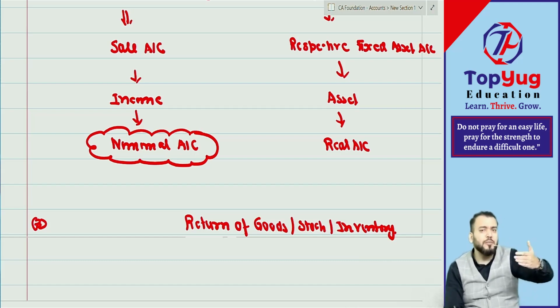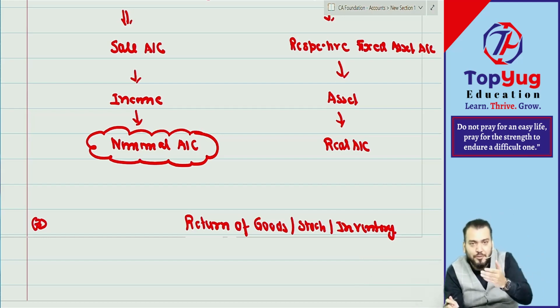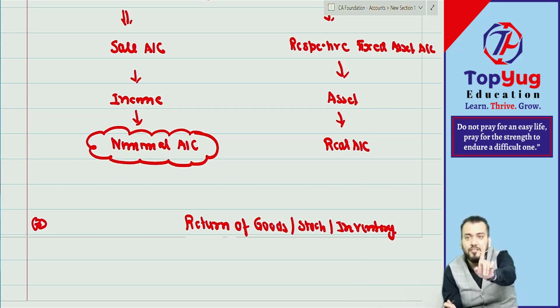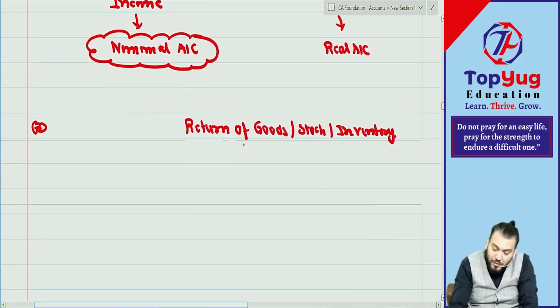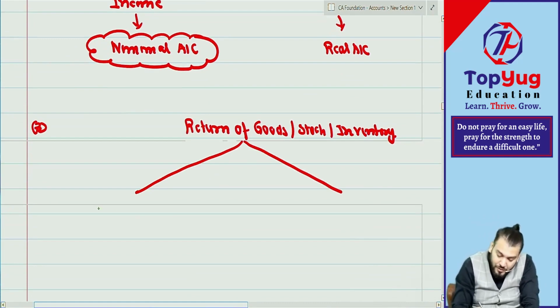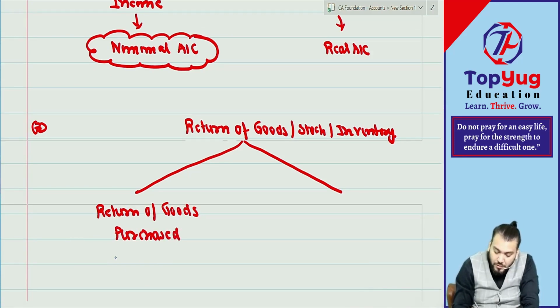So I purchased some goods, I found them defective, now I am returning them. This is not a sale. Understand? Suppose I purchased from you, I found it defective, so I can return it. This is not a sale now. This is return of goods. I hope you understood what I want to say. So there can be two types of return. Return of goods purchased to the supplier.